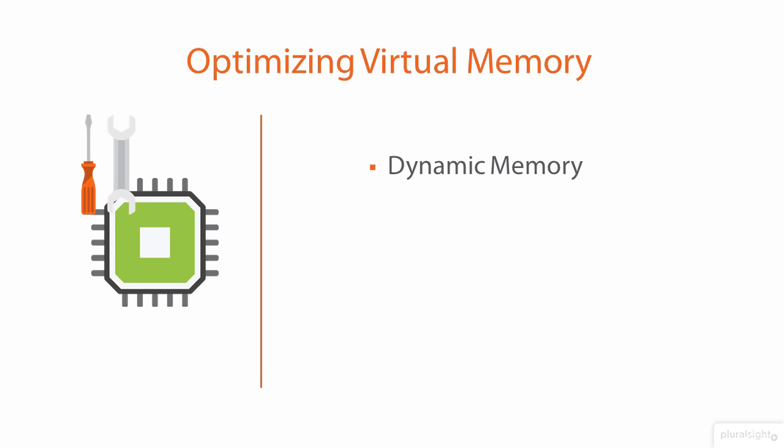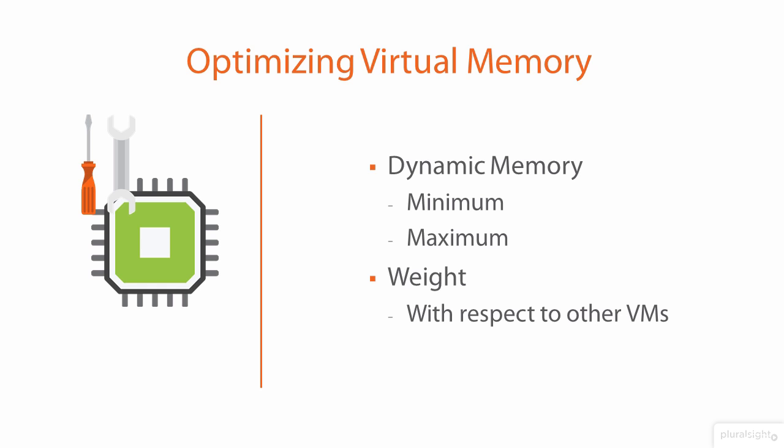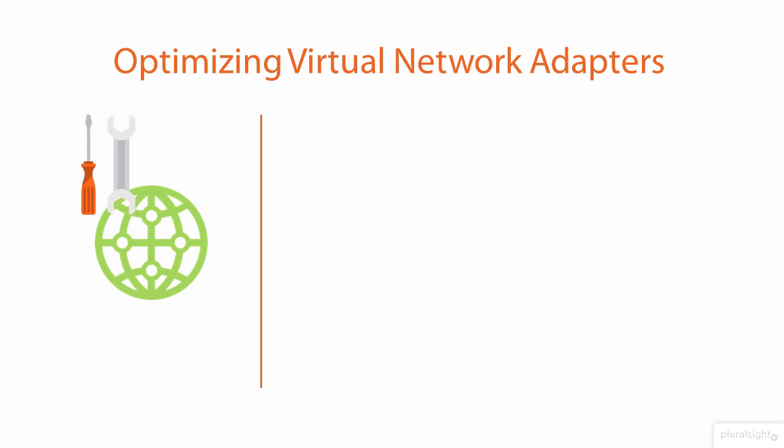Memory tweaking is critical to good VM performance. You can let Client Hyper-V make its own decisions about how much RAM a VM needs by enabling dynamic memory and setting minimum and maximum values. Now you can also adjust the weight of one VM's memory allocation with respect to other VMs that you may be running on the same host. With virtual network cards, you can set bandwidth limitations so that one VM doesn't overwhelm the network link with traffic.